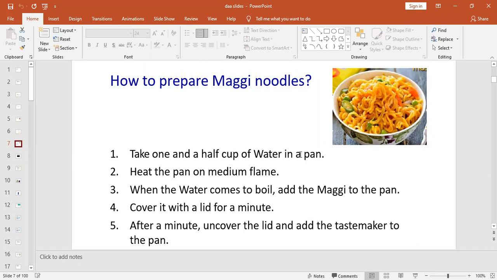Take 1.5 cups of water, heat the pan, and when the water boils, add the Maggi to the pan and cover it. Cover it with a lid for a minute because it is 2-minute noodles. After a minute, uncover the lid and add the taste maker to the pan. If you want to know how to prepare Maggi noodles, here is the step-by-step procedure you can use.